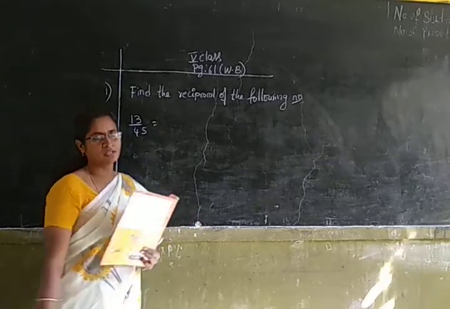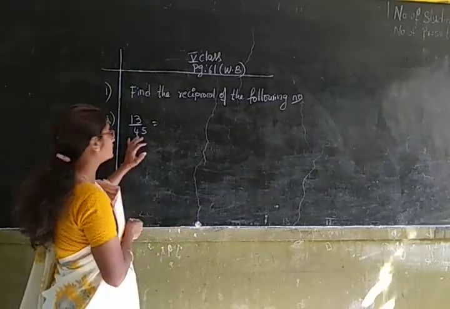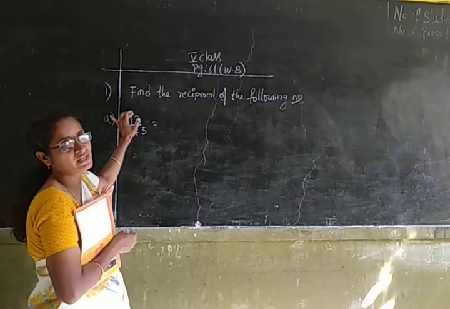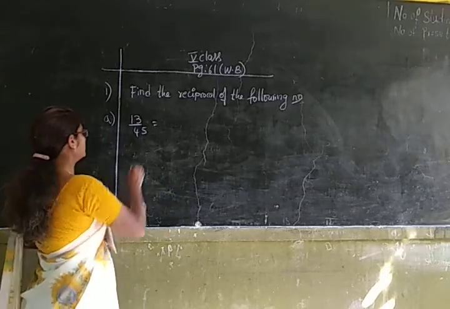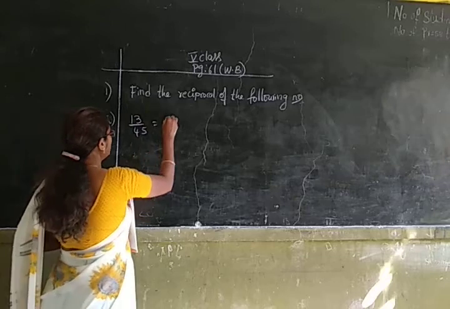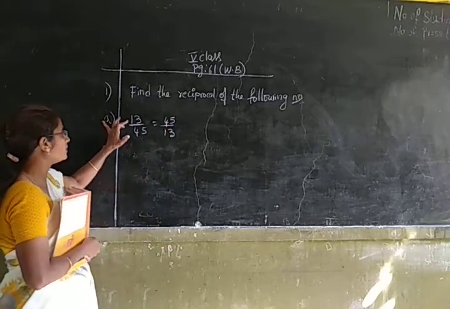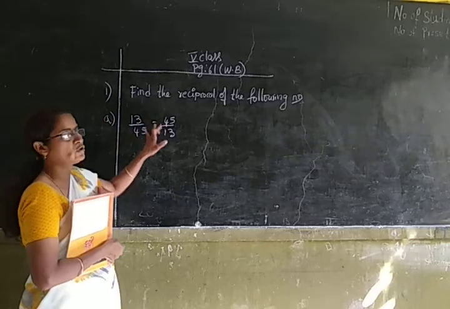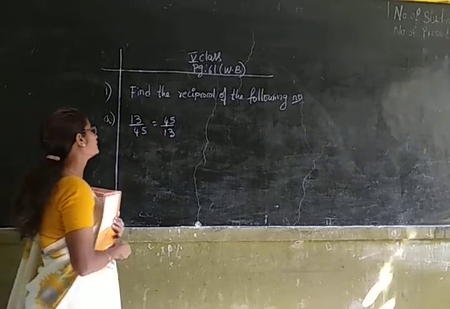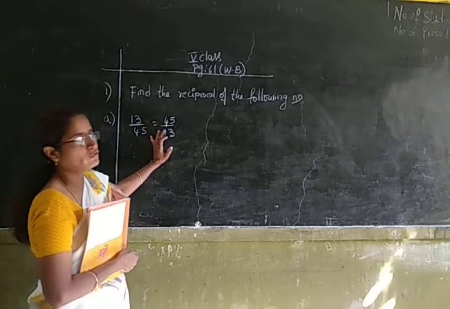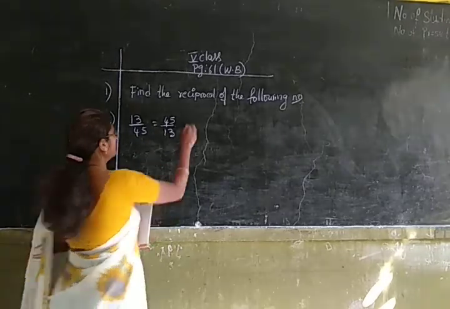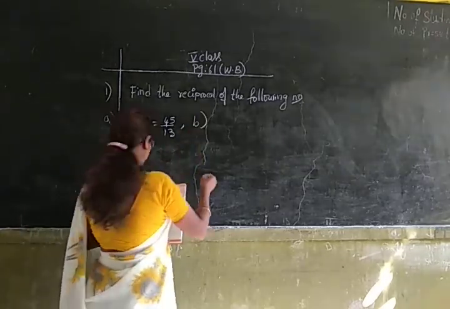So you all know that reciprocal means changing the numerator to denominator and denominator to numerator. So let us change the denominator to numerator and numerator to denominator. So the reciprocal of 13 by 45 is equal to 45 by 13. Now let us do the next sum.